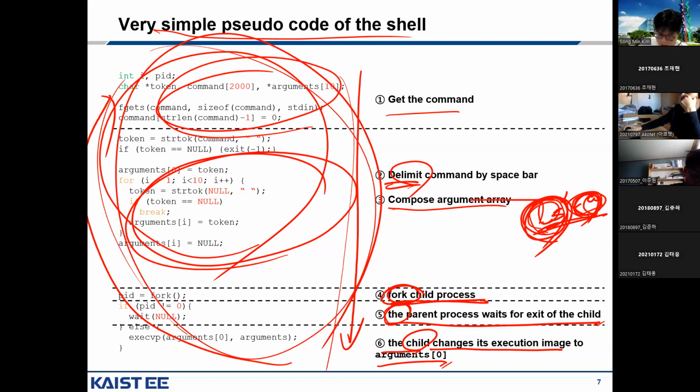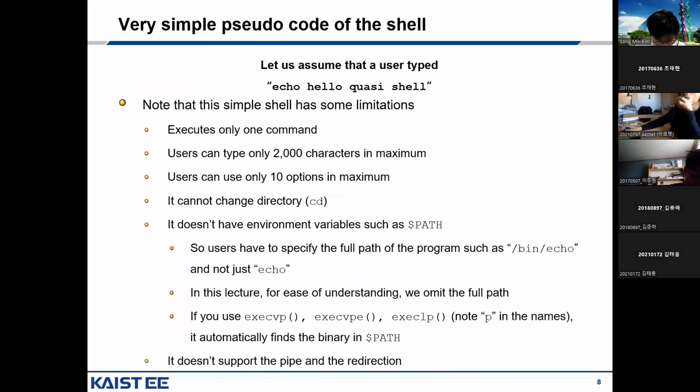And that's where you start from in assignment 5 for EE209, and you'll be adding some functionalities on top of that. Let's assume that the user typed this. So this is a program, and this will all be taken as arguments.